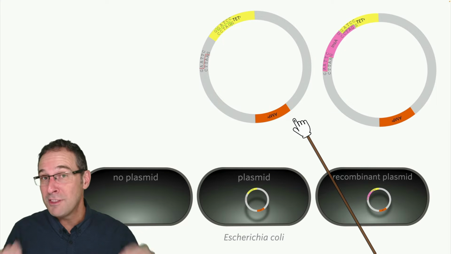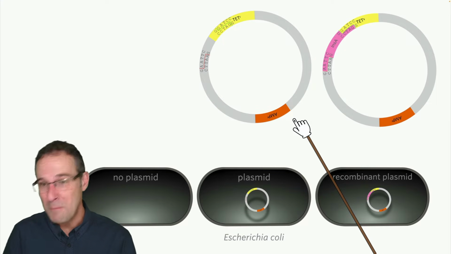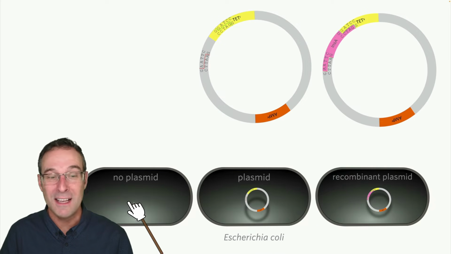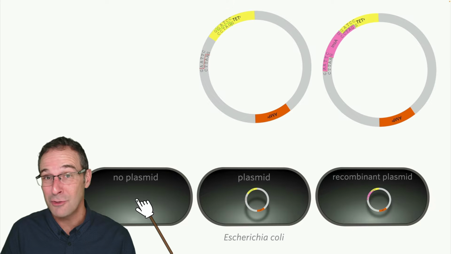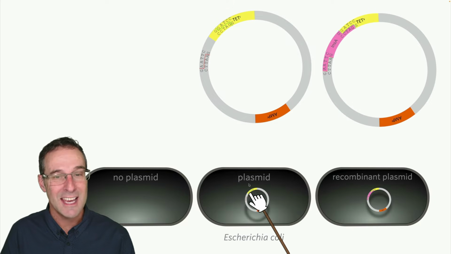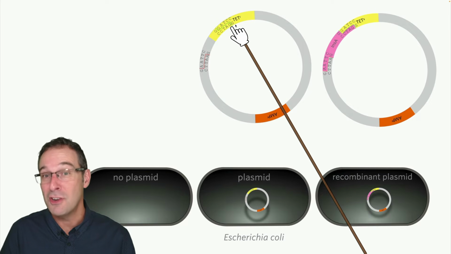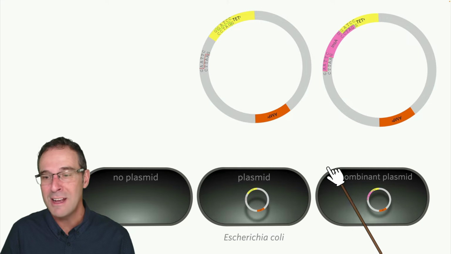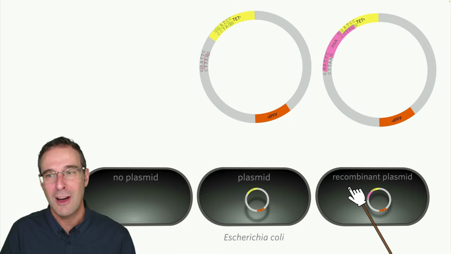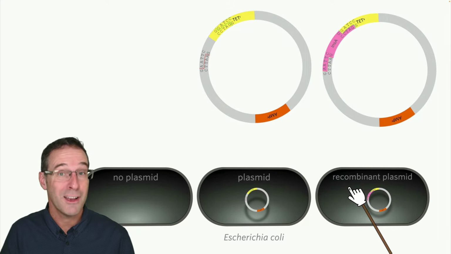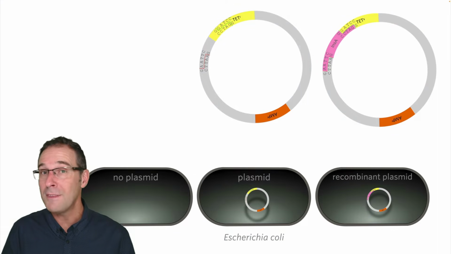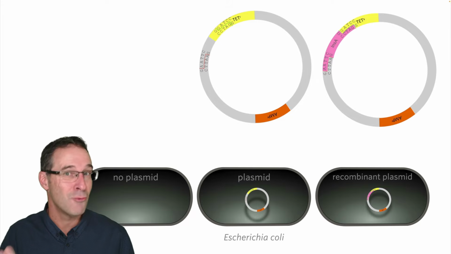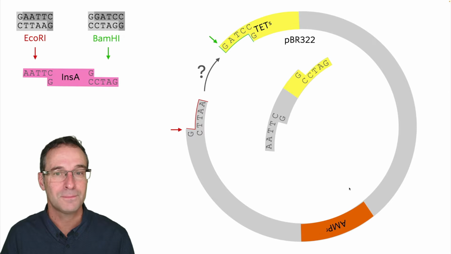So we're going to end up with 3 different kinds of E. coli bacteria in the mixture, aren't we? We're going to have some bacteria that don't take up any plasmids at all. We're going to have some bacteria that take up a plasmid that's just a normal plasmid. They've been transformed, but not by a recombinant plasmid. And then we'll have some E. coli that have been transformed by a recombinant plasmid. The trick, of course, is to identify the ones that have taken up a recombinant plasmid.